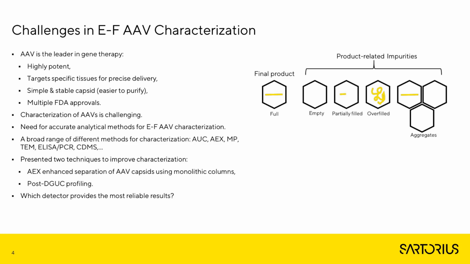So today we present two techniques. One of them is ion exchange chromatography, which is a very well-established technique that specifically demonstrates scalability, modularity, and high-throughput analytics, and the other is density gradient ultracentrifugation. For both of these techniques, we used multiple detectors, and at the end, we aim to find out which of the detectors provides the most reliable result.